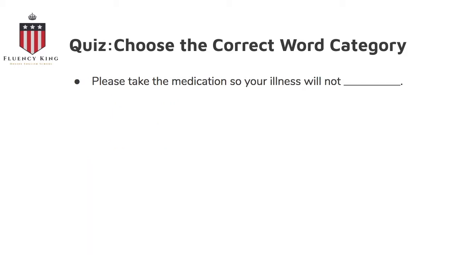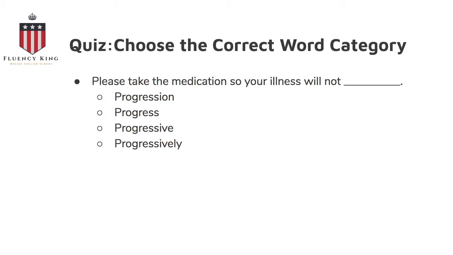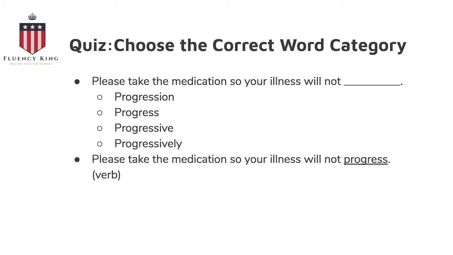Please take the medication so your illness will not blank. Progression, progress, progressive, progressively. That would be the verb form. You have "will not," so you would want to have a verb afterward. Will not progress. Please take the medication so your illness will not progress.